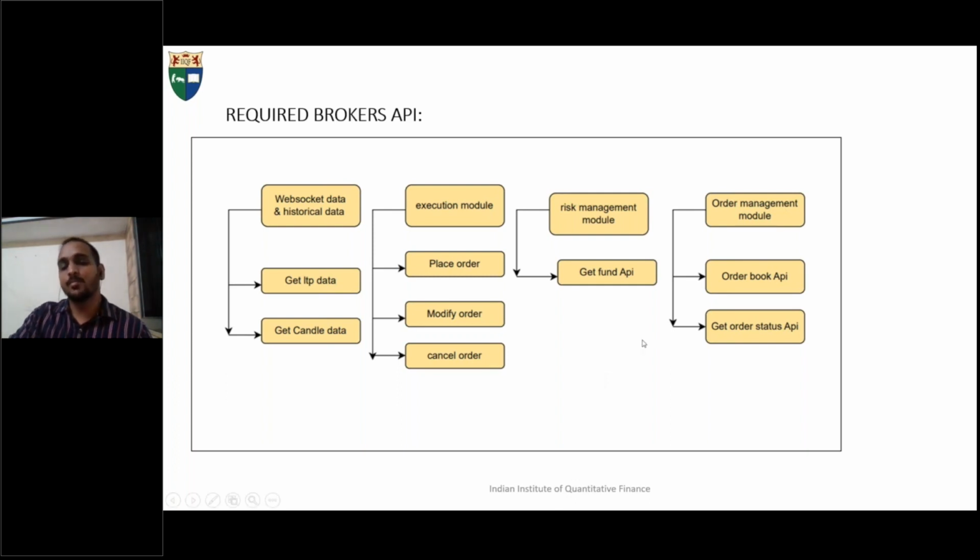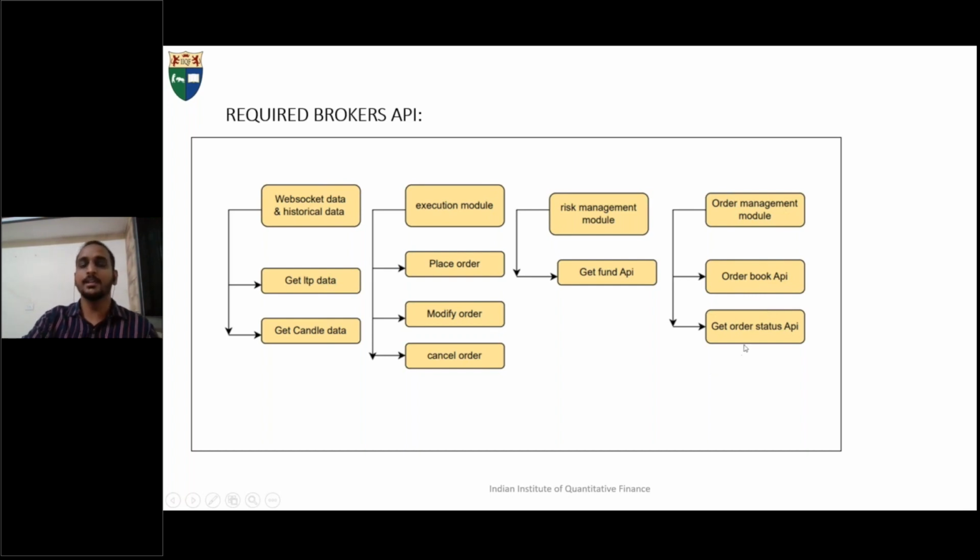Then coming to the order management model, that is order book API and get order status API. The order book API is basically used for fetching the orders which have been executed, to get the status of the executed order. For example, I have got a signal from a trend following system that I need to execute this order. And once I execute this order using my execution model, that is place order API, I will be checking the response of that particular order by fetching the order book API. So this is the purpose of order book API.